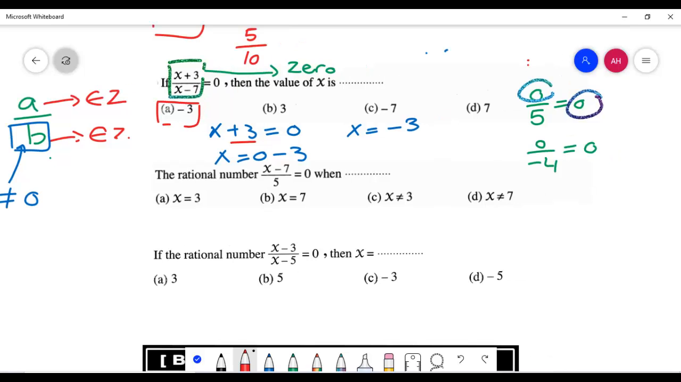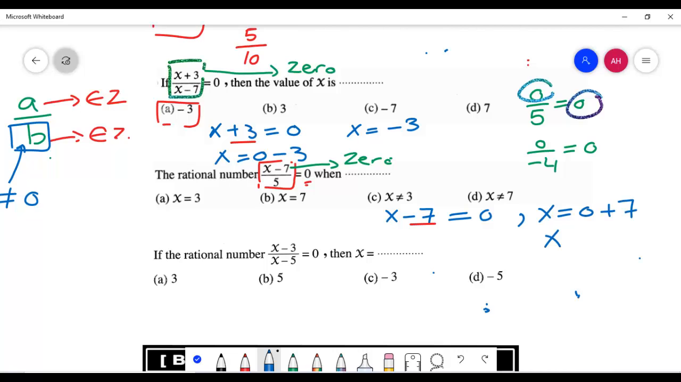Let's go now for the next question. The rational number (x − 7)/5 equals 0 when... again, I know that it's a rational number, and for a rational number to give me the result of 0, my numerator, which is x − 7, should be equal to 0. x − 7 = 0. Moving the minus 7 to the other side with the inverse, I will have x = 0 + 7. So x is equal to 7. My correct answer here is number B.